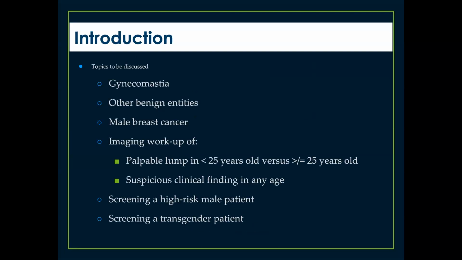So to start off with, I want to show you a slide with an outline of the topics that I will be discussing. We will start with gynecomastia and then move on to some of the other common benign entities. We'll spend some time discussing male breast cancer, and then what's the most appropriate imaging workup for patients that are under 25 years versus 25 years and older, and whether or not they have any suspicious clinical findings in any age. Then we'll spend some time looking at screening the high-risk male patient population, and finally screening a transgender patient.